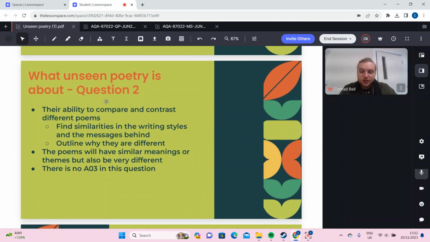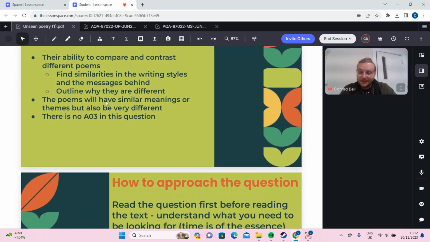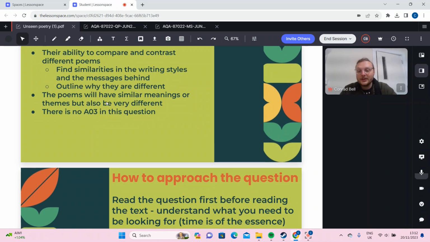And then the second question is you get given another poem and you have to compare that to the first poem. So you need to find similarities in the writing style and the messages behind it and outline why they are different. The poems will have a similar meaning or themes, but they'll also have lots of differences as well. So it's being able to pick out those. And like I said earlier, there is no AO3 in this question.